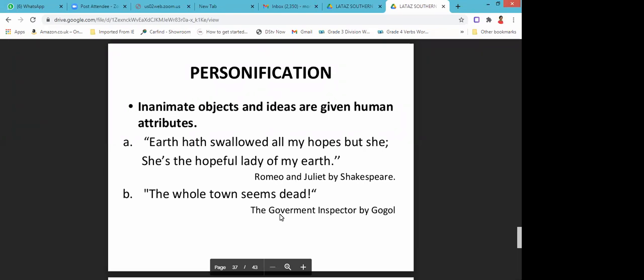Other examples of personification: the earth has swallowed all my hopes, but she's the hopeful lady of my earth. And here Lord Capulet was talking about Juliet, his only surviving child, because all his other children died. And that's why he said the earth swallowed up all my hopes. Then the next example: the whole town seems dead. It is not dead. It's probably not exciting, as one of the ladies in the mayor's house wanted it to be.